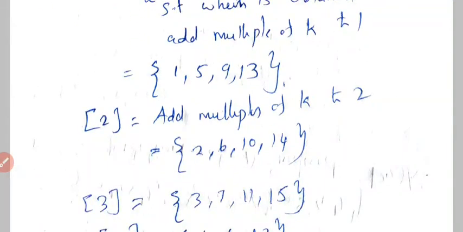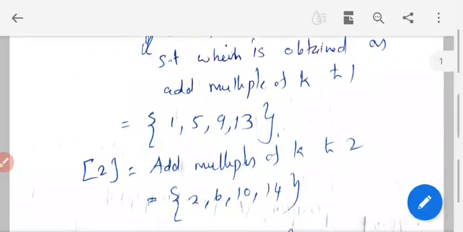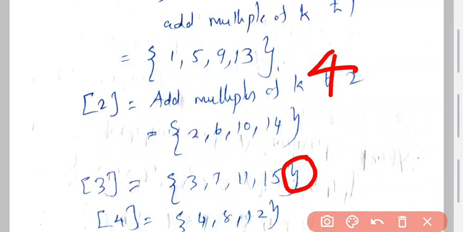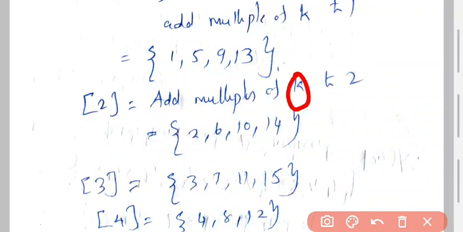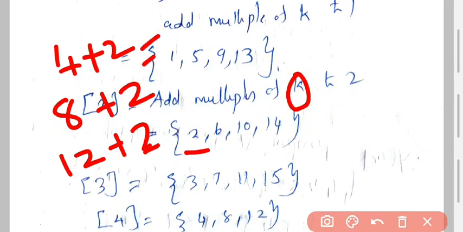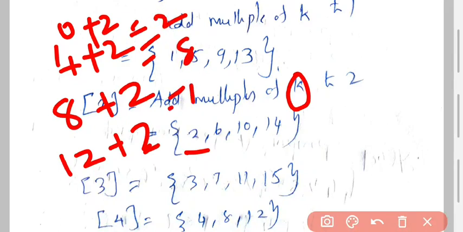Similarly, the equivalence class of 2 is multiples of 4 added to 2. So 0 times 4 plus 2 is 2, 1 times 4 is 4, 4 plus 2 is 6, 2 times 4 is 8, 8 plus 2 is 10, 3 times 4 is 12, 12 plus 2 is 14, and 4 times 4 we need not worry about. So the class of 2 is {2, 6, 10, 14}.